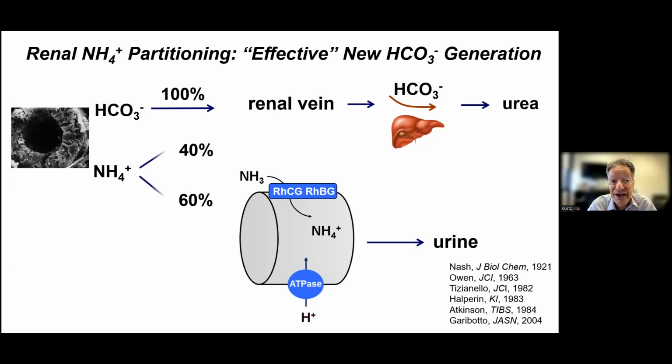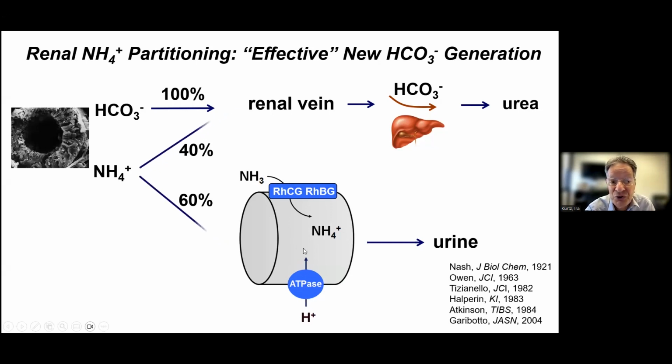Now, the entry of NH3 into the lumen of the collecting duct here, the lumen being the center of this cylinder, is dependent, like all passive processes, on the NH3 gradient. This is not active transport. It'll only move from the interstitium into the center of the tubule if there's a concentration gradient. And that's the importance of the proton secretion.